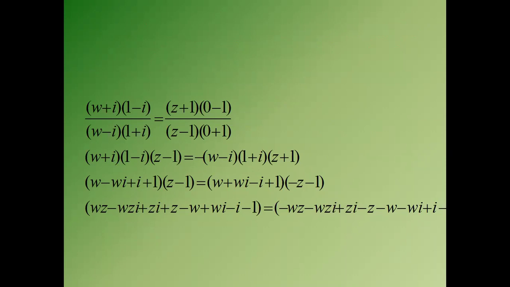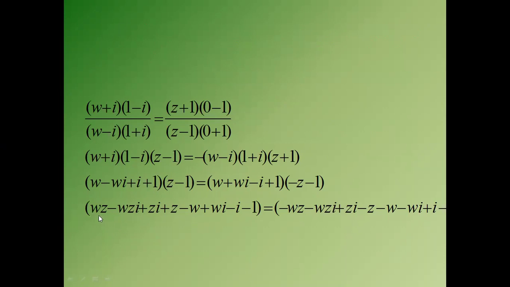Next, we get (W plus i)(1 minus i)(Z minus 1) equal to minus (W minus i)(1 plus i)(Z plus 1). Next, multiply the first two values. So (W minus Wi plus i plus 1)(Z minus 1) is equal to (W plus Wi minus i plus 1)(minus Z minus 1). After that, multiplying these two.